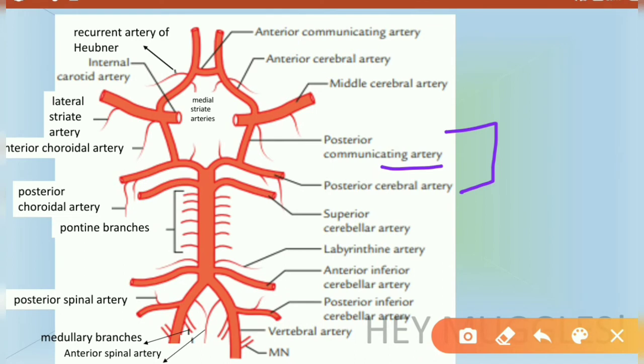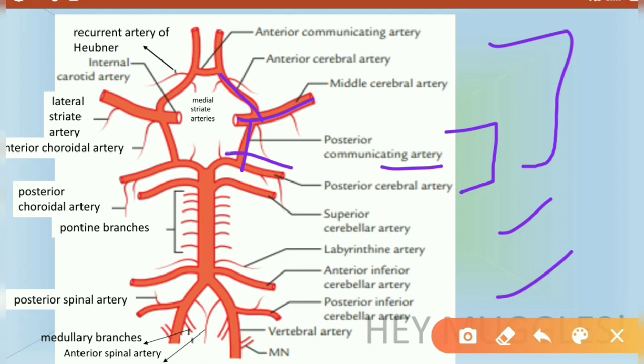We are going to study the branches of the cerebral part of your internal carotid artery, as we have completed the vertebral and basilar part. So now first is your posterior communicating artery. It is an anastomotic vessel connecting the posterior cerebral artery to the middle cerebral artery, right? This is your posterior cerebral, this is your posterior communicating branch, and this is your middle cerebral. And here we have anterior cerebral. So your internal carotid artery divides into anterior cerebral and middle cerebral artery.